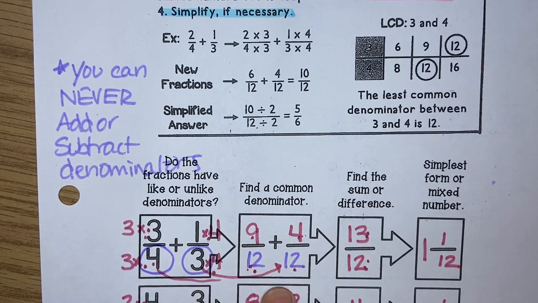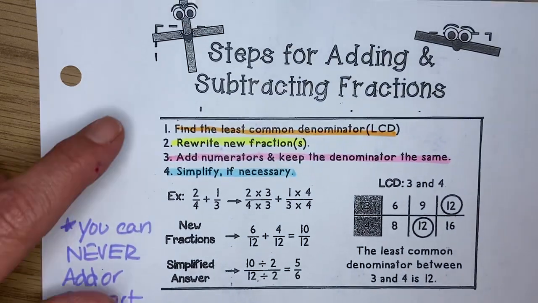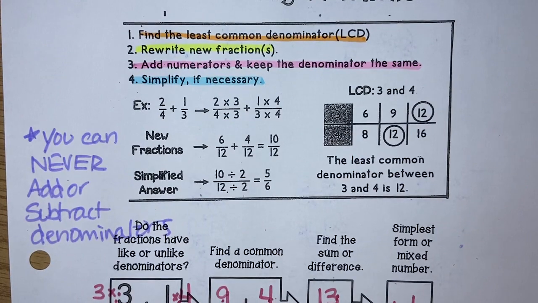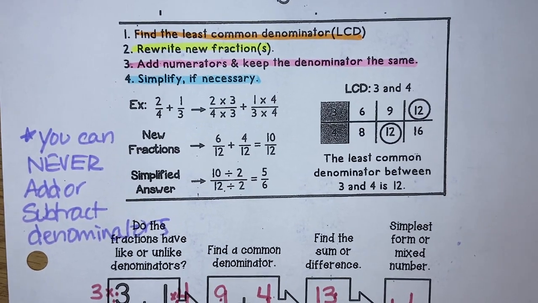How did I get from 3 to 12? Well, I multiplied that by 4. Okay, so 3 times 4 is 12. So I have to multiply the numerator by 4. So that's the second step. When it says rewrite a fraction, this step here, this yellow one, that's what that means. Rewrite that, your equivalent fractions.